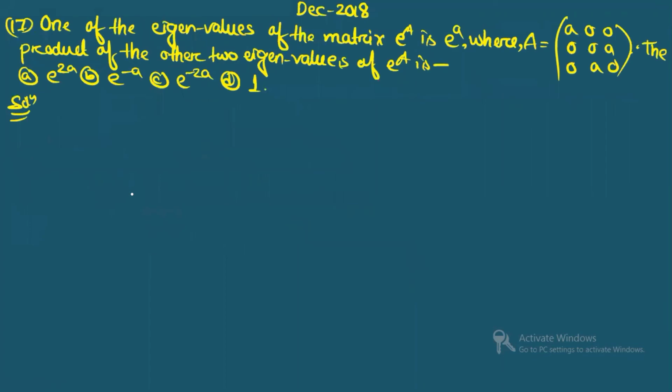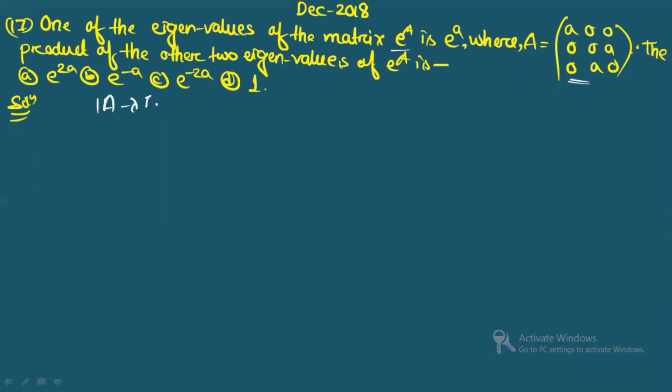Now let's see the next question. Here it is said, one of the eigenvalues of the matrix e to the power A, where A is equal to this matrix given to you, is e to the power small a. So you will have to find the product of the other two eigenvalues. So here, first find the eigenvalues of this matrix A.